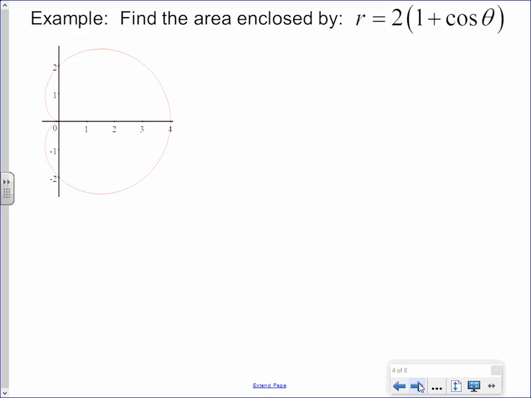Find the area enclosed by this guy. Now we know it's a cardioid. Basically 2 plus 2 cosine theta, right? Here's where our chapter of integration techniques is going to come back to help us.